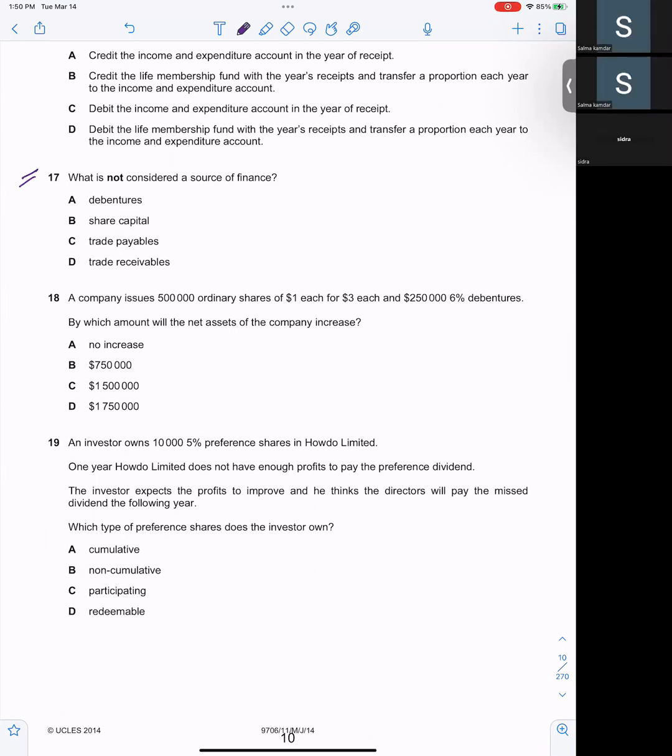Yeah. Let's start. Okay, so what is not considered a source of finance? There is debenture, share capital, trade payable, trade receivable. When I'm talking about source of finance, it's when money is coming into the business through anything. So you're taking a loan in the form of money, or you are taking a loan in the form of goods. In debentures, you're taking a loan in the form of money. It is a source of finance.